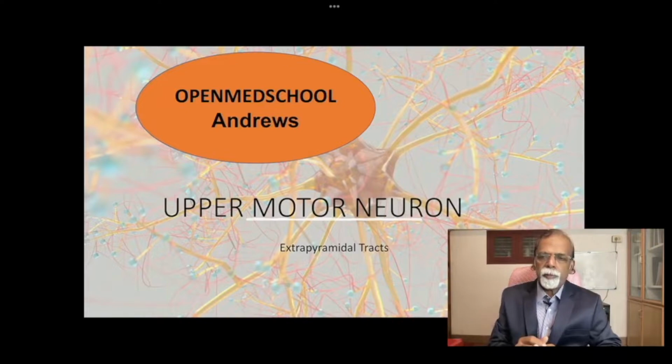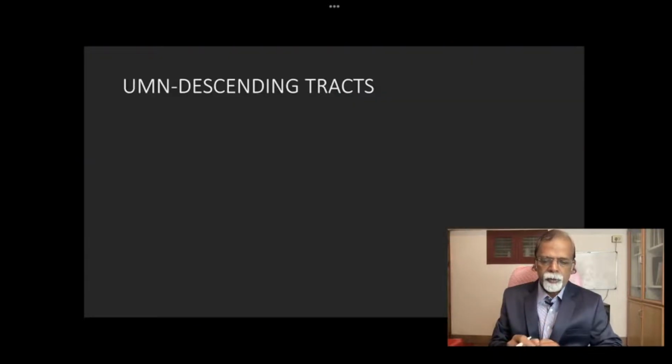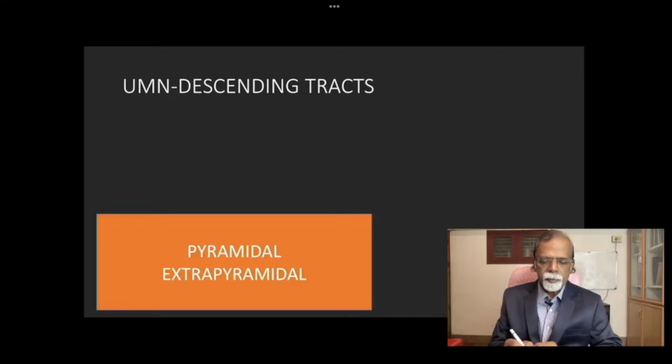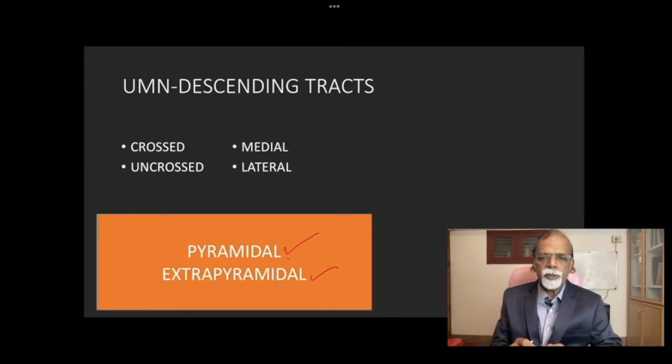What do you mean by extrapyramidal tract? The tracts which are descending down, not passing through the pyramids, that is the medullary pyramids, are called extrapyramidal tracts. So the human descending tracts can be divided into the pyramidal tract and extrapyramidal tract. Some of them are crossed and some are uncrossed, and depending upon the position of these tracts in the spinal cord, we can divide them into medially situated and laterally situated tracts.